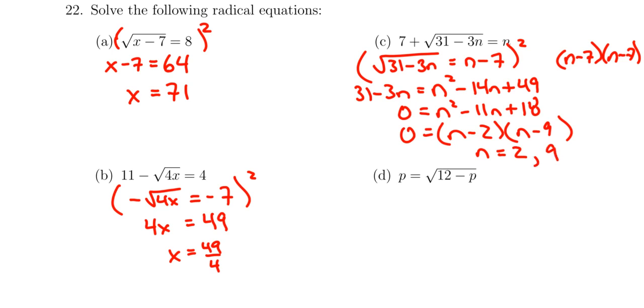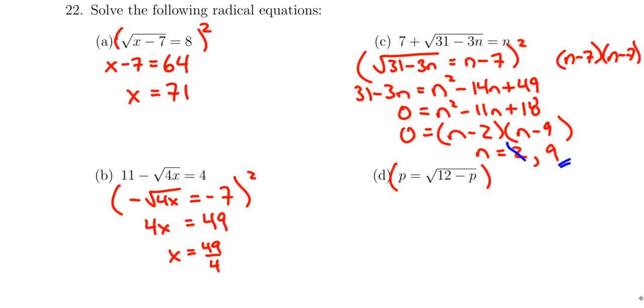Now, when I plug those in, I just got to make sure that that works. So if I've got 31 minus 3 times 2, if I plug 2 in, that's going to be 7 plus the square root of 25. Well, the square root of 25 is 5, so 7 plus 5 is 12. It's not 2. So 2 is actually an extraneous root. If I plug 9 into that, I get 31 minus 27, that's 4. So 7 plus the square root of 4, and the square root of 4 is 2. 7 plus 2 is going to be 9. Well, that does work. So 9 is the actual root for that particular equation.